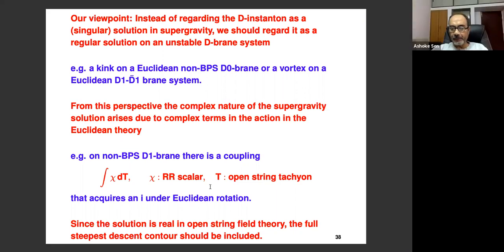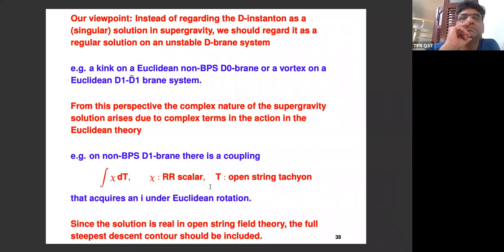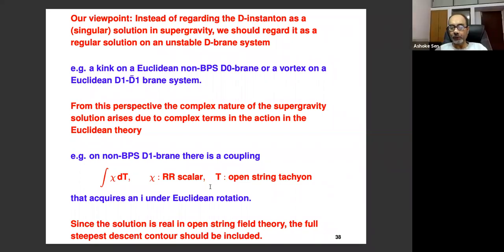From the open string perspective, everything is real. It's that you shouldn't think of this as a solution in closed string theory. That's a singular solution anyway. You don't normally think of D-instantons as regular soliton solutions in closed string theory, right? Yes.